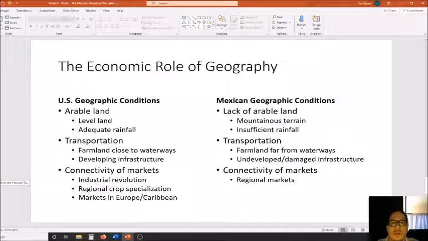Now let's take a look at the economic role of geography: the geography of the two countries and how that developed the economies in both countries. First, let's take a look at the United States and the conditions there.